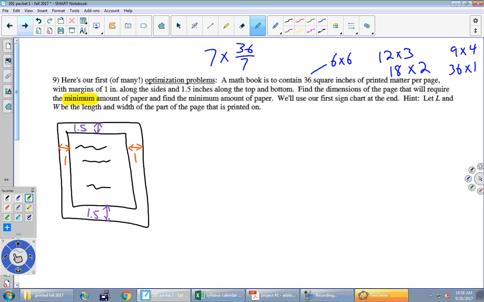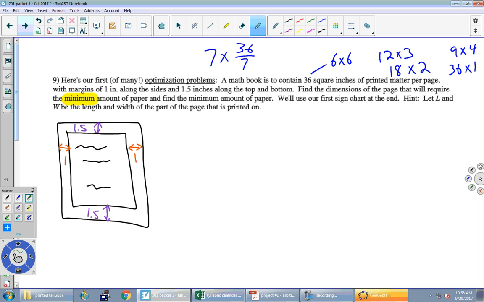And what we want to do is figure out what the length and the width are supposed to be to make the total amount of paper as small as possible. Minimum amount of paper, that makes sense, probably has the minimum cost. Okay, so if there weren't margins involved, how many square inches of paper would we use for our 6 by 6? 36 square inches, right? And if we had a 12 by 3, 36 square inches.